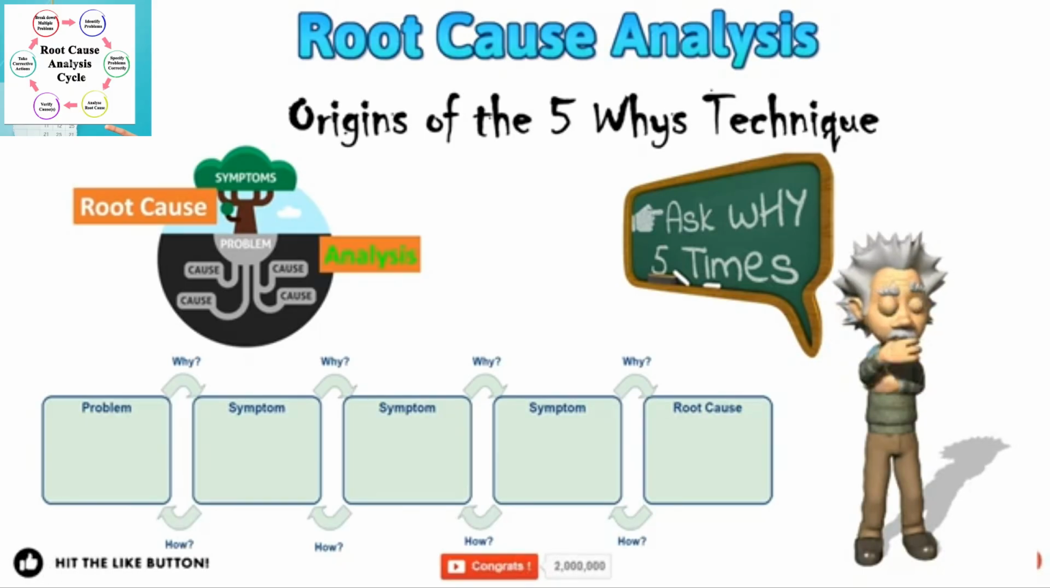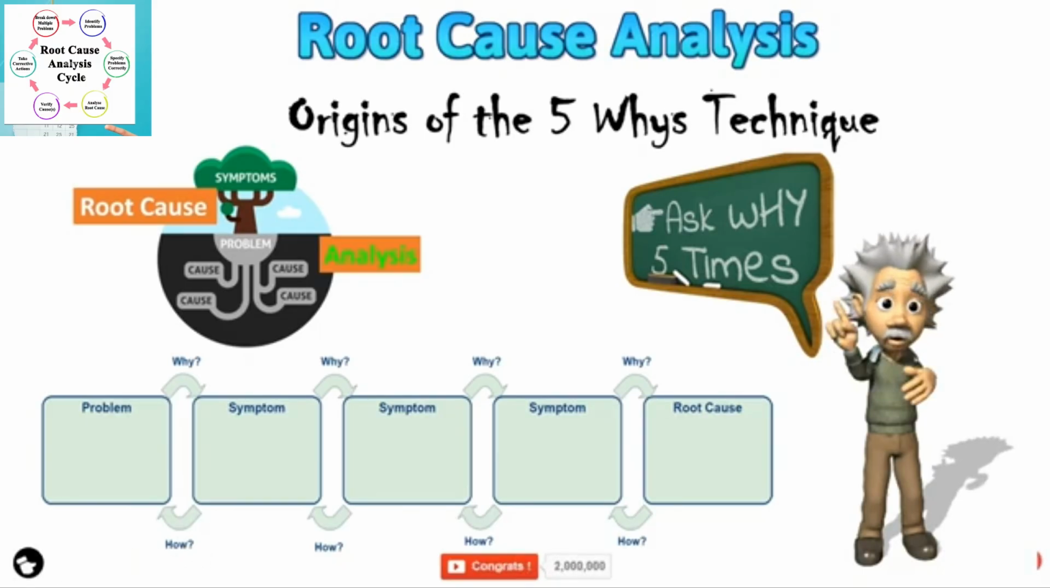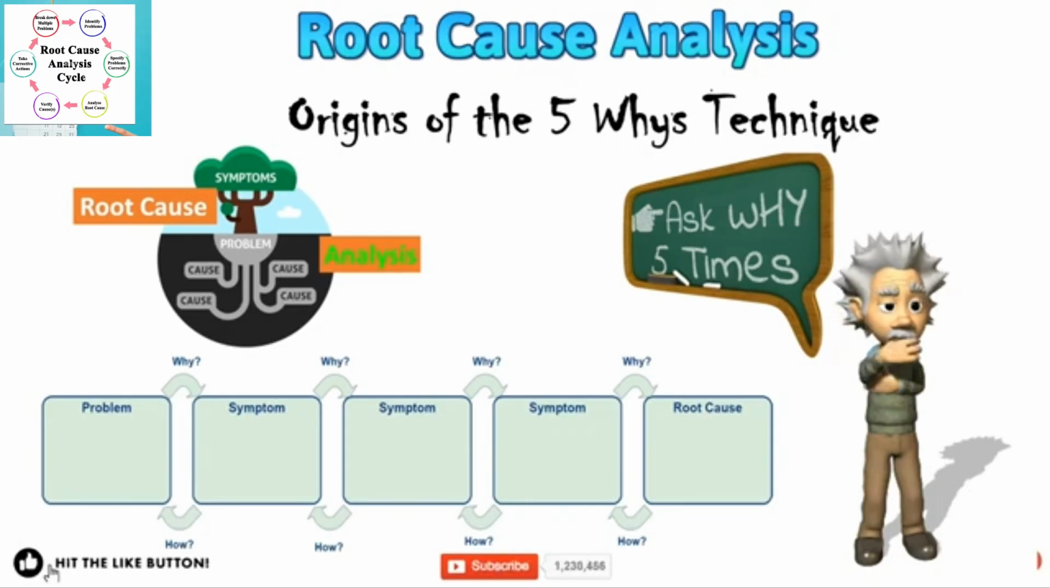But it is not necessary that even at the 5th why you will always get the root cause. Sometimes you need to drill down a little bit more to the 6th or the 7th why. Sometimes even at the 4th why you will get to the root cause. But if you are getting a root cause at the 2nd or the 3rd level, that may not be the root cause, that may just be the symptom of that root cause.